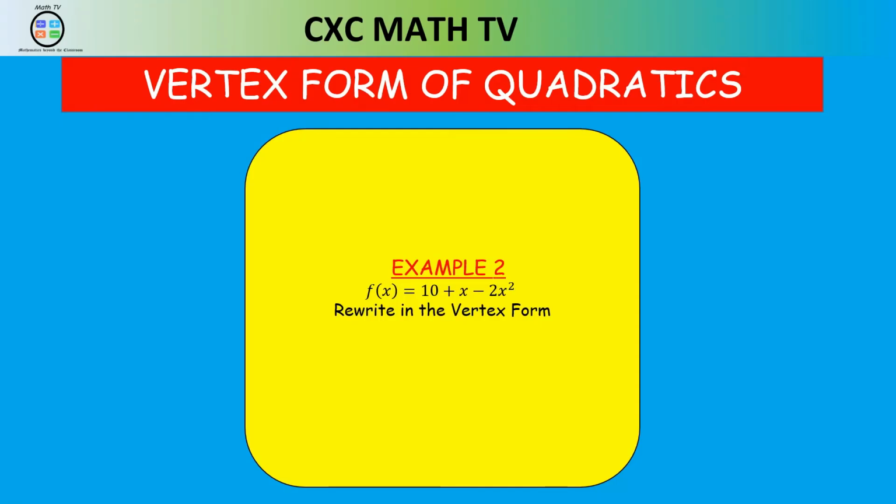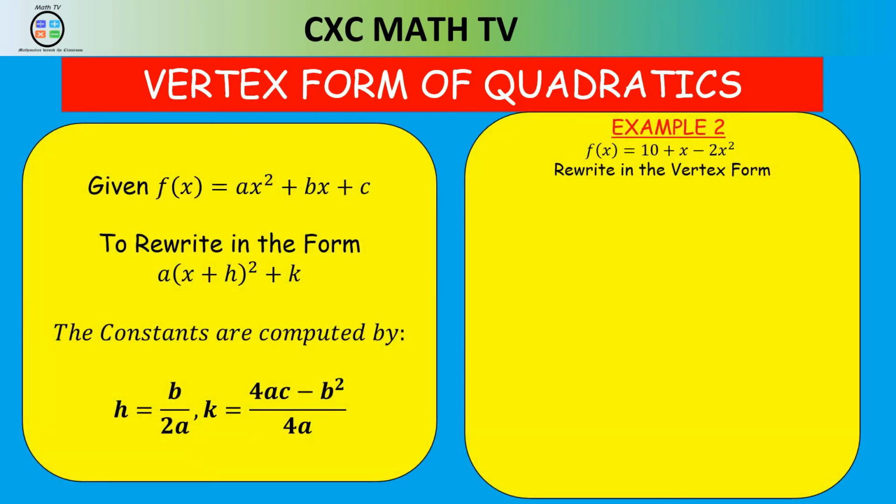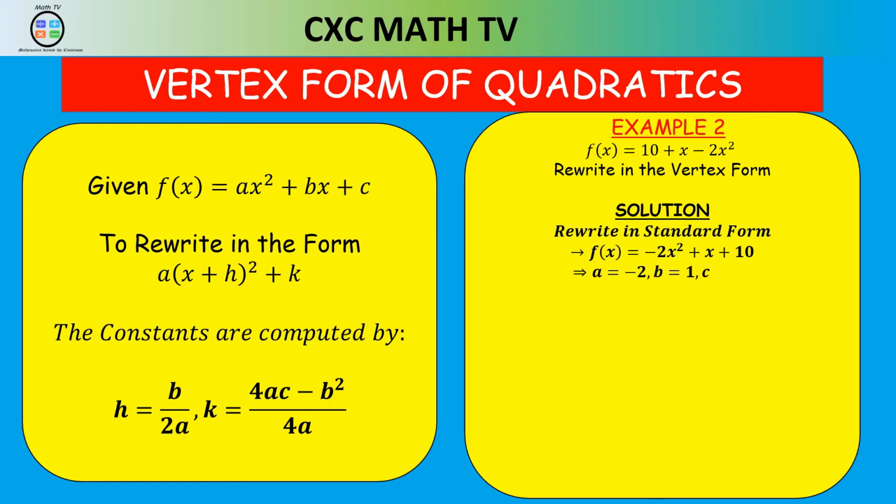As you pause and rewrite in vertex form, remember the first thing we need to do is rewrite it in standard form. So f of x is going to be minus 2x squared plus x plus 10. So a is going to be minus 2, b is going to be 1, and c is 10. So now h is b over 2a. So it's 1 over 2 times negative 2, which is equal to 1 over negative 4, which is negative a quarter.